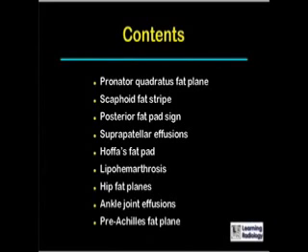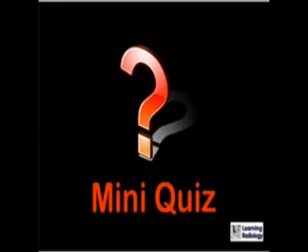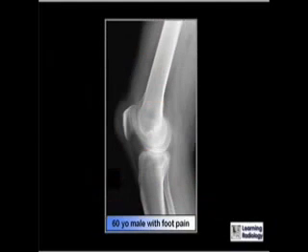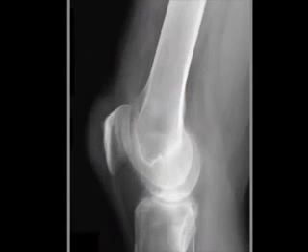So we have talked about the pronator quadratus fat plane, the scaphoid fat stripe, the posterior fat pad sign, suprapatellar effusions and Hoffa's fat pad, lipohemarthroses, the fat planes around the hip, ankle joint effusions, and the pre-Achilles fat plane. Here is your mini quiz. This is a 60-year-old male with foot pain. We're showing you a lateral view of the knee. Pause your computer or MP3 player while you ponder what this patient may have.